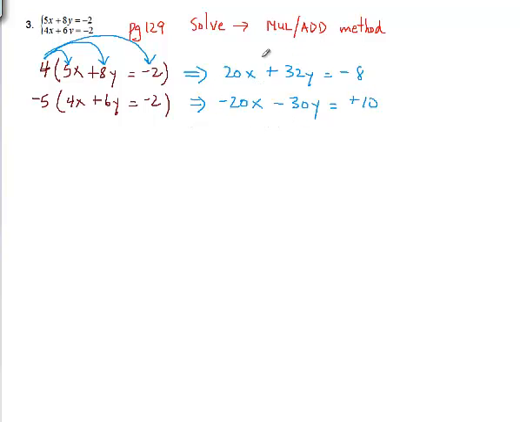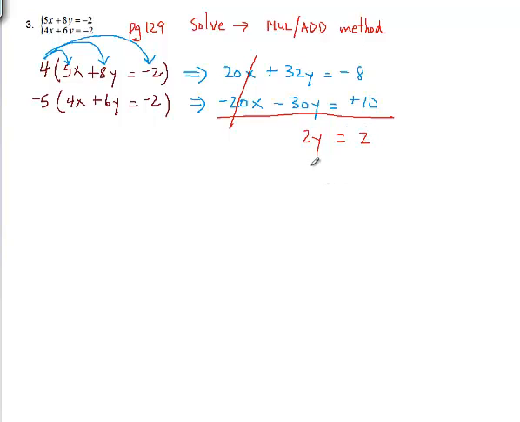Now look what I have in front of the x here: a positive 20. And in front of the x below it, a negative 20. So when I draw a line under both equations and add, it will eliminate the x terms, because those two added together give 0x, or simply 0. I don't need to write 0x. Now when I add the other two, I get 2y, positive 32 and a negative 30. If I add the last two numbers, I get a positive 2 as well.